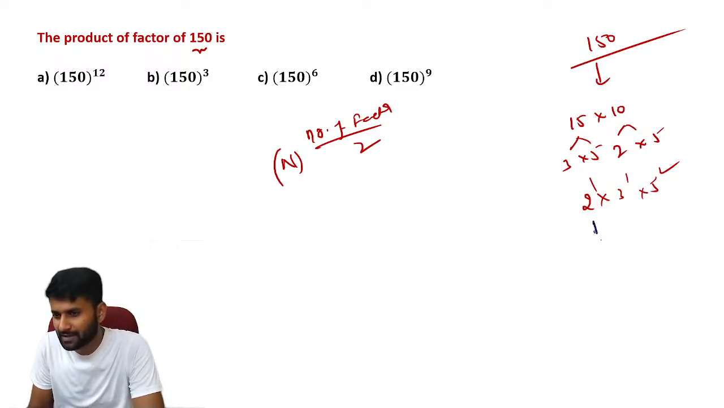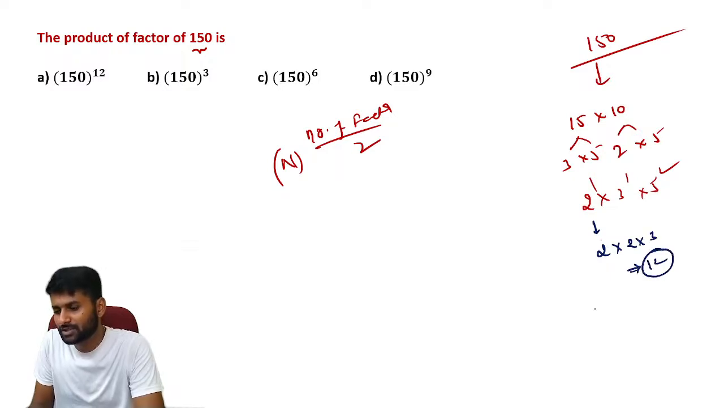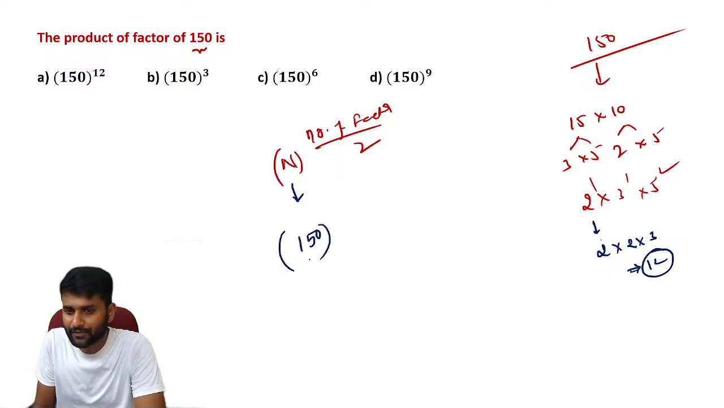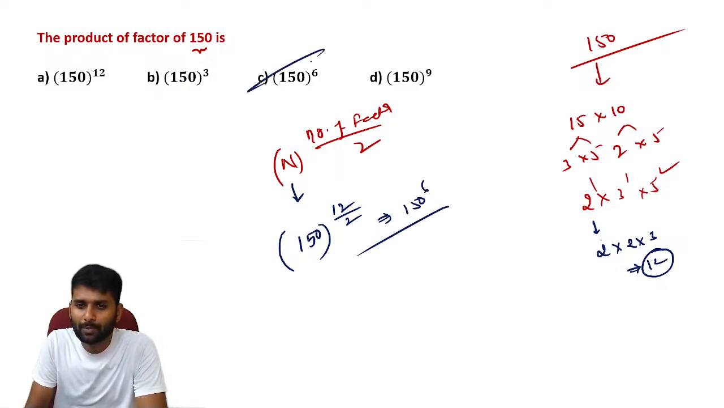Now see here the factors: 2 into 2 into 3. So the total number of factors is 12. According to this information, here the n value is 150 and the number of factors is 12 divided by 2. Now the answer is 150 whole power 6.